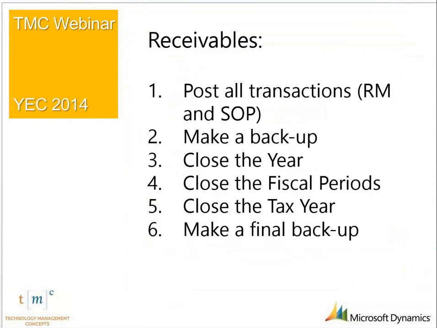After inventory, next step in the process is going to be receivables. And just like I did in inventory, post all my transactions. This is going to be both that receivables management and those other modules that feed into receivables. So sales order processing, if you're using that module, or the GP invoicing module, if you're using that one. Get all my 2014 transactions posted, make a backup of the database, and then just like I went through before, I want to close the year.